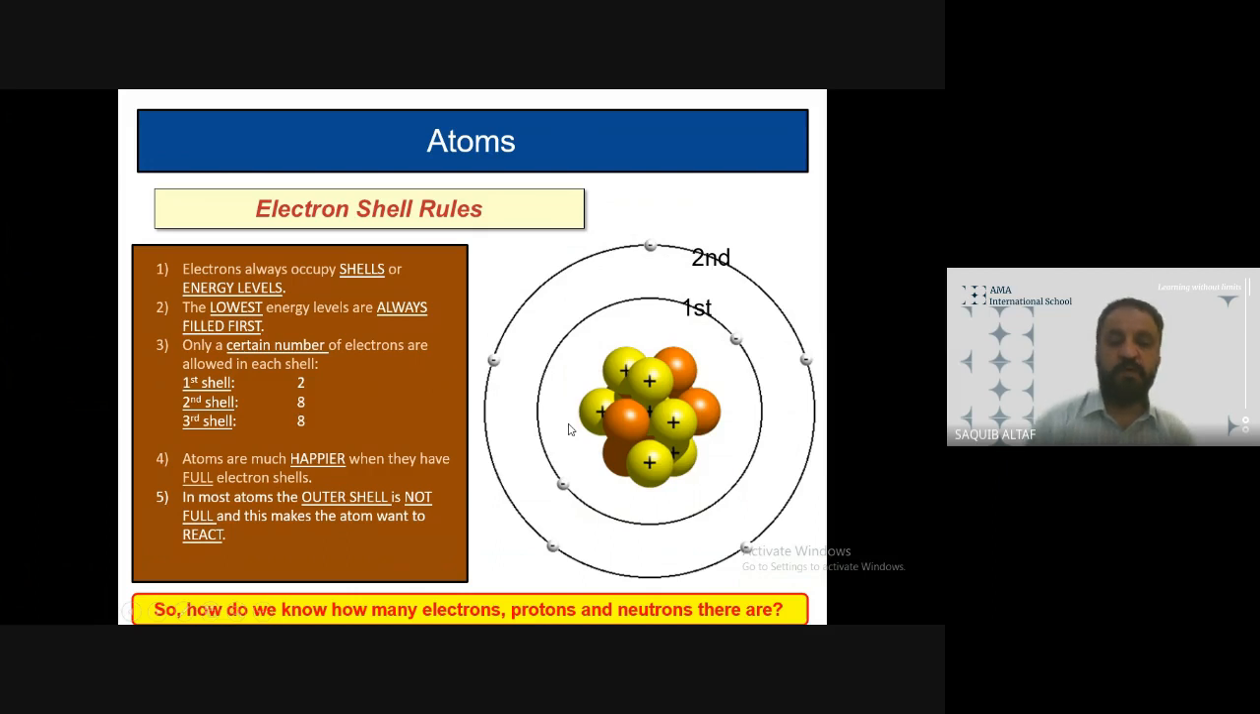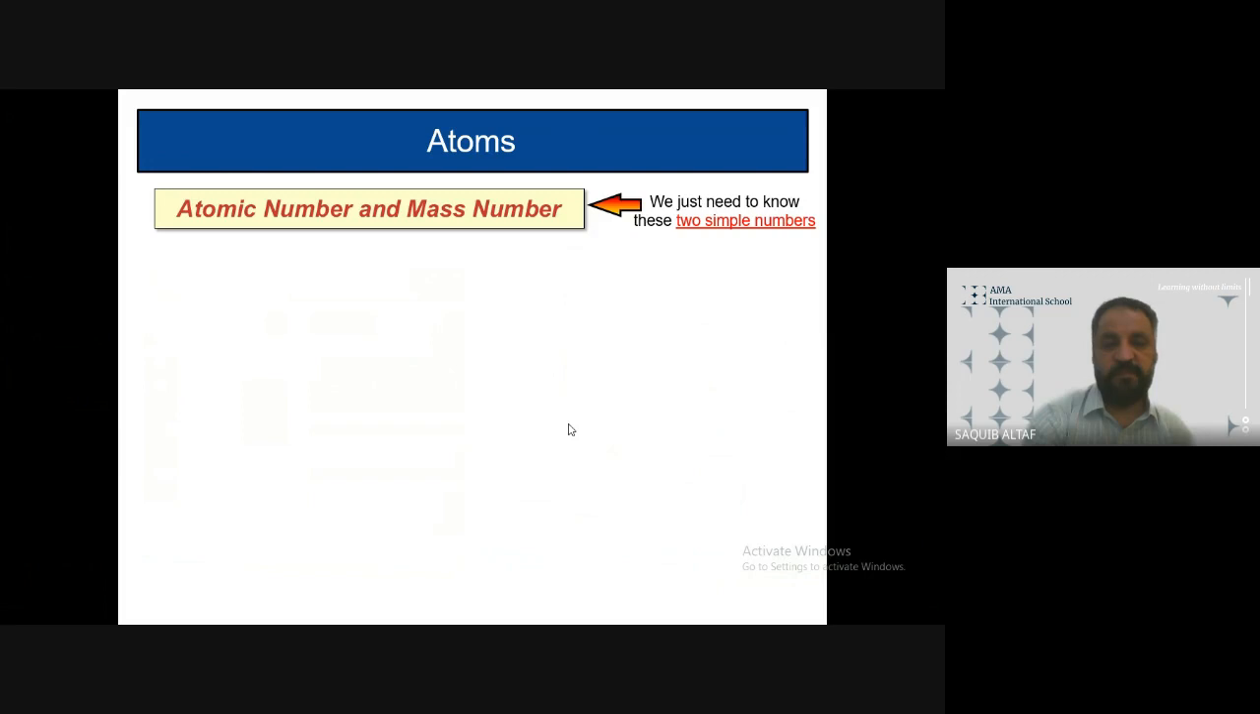Now, how do you know how many electrons, protons, and neutrons there are? For this, we will go to the periodic table. Maybe you know about the periodic table. In the periodic table, if you look at the elements, there are numbers written with them. This Na is the symbol for sodium. You can see the numbers 23 and 11.